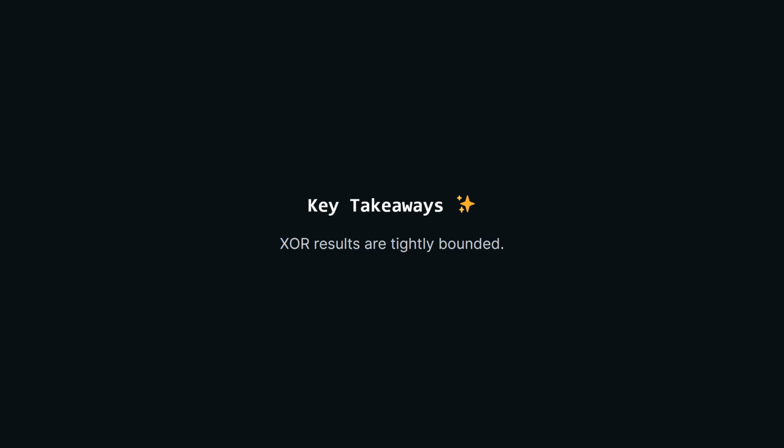Let's quickly go over some key takeaways. First, XOR operations are bounded. The result will not exceed the next power of 2 above your maximum value. Second, Boolean arrays are often a much faster alternative to hash sets when you know the maximum possible value beforehand. And third, building states incrementally step by step can sometimes help you avoid writing slow, deeply nested loops.